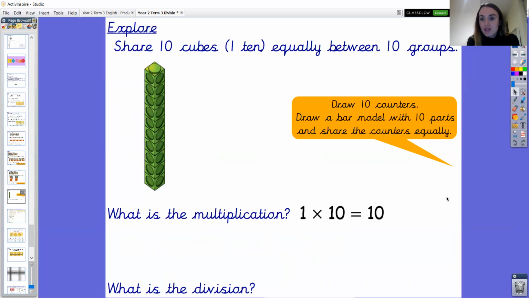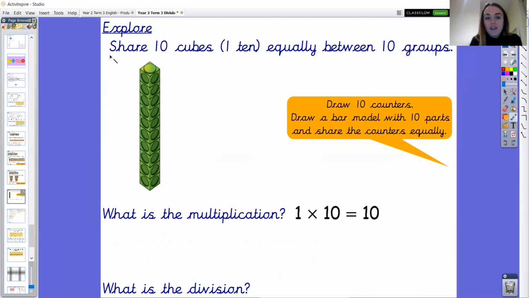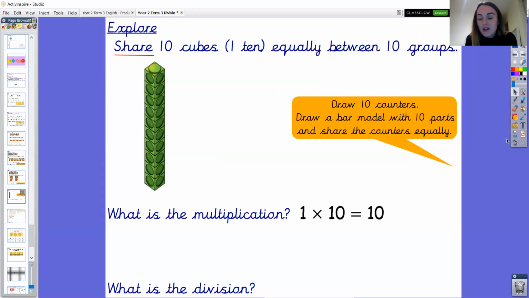So what I'd like you to do now, year 2, is draw 10 counters, as we're going to be sharing, as you can see here, this keyword share 10 cubes. So first of all, I'd like you to draw 10 counters in your book or on your whiteboard if you're in the classroom. And underneath, I would like you to draw a bar model with 10 parts. I know you might not have a ruler, but you can use the square in your book. So 1 square can be 1 part, okay? So draw 10 counters, draw a bar model with 10 parts, and then share the counters equally between the parts, okay? And then we're going to come back together to review our learning. So have a think about what that division might be.